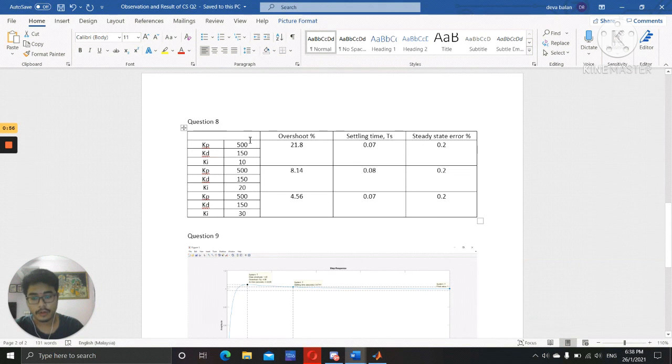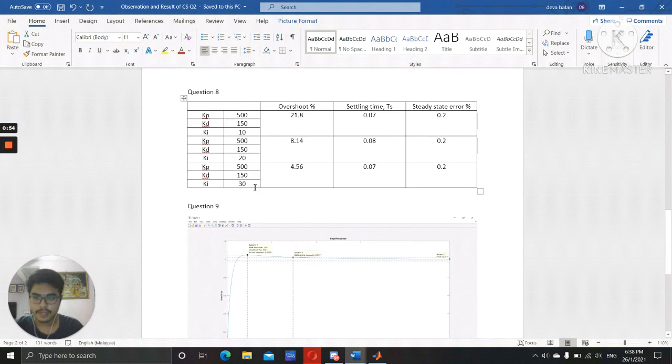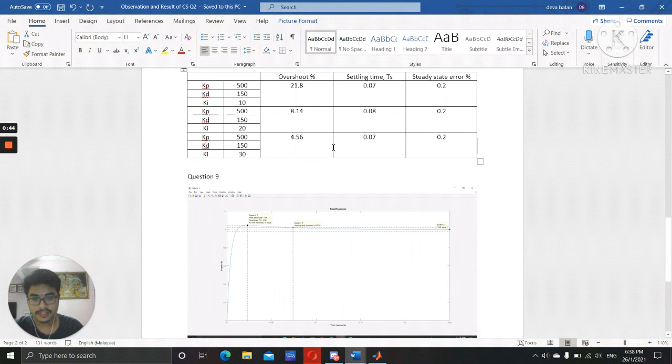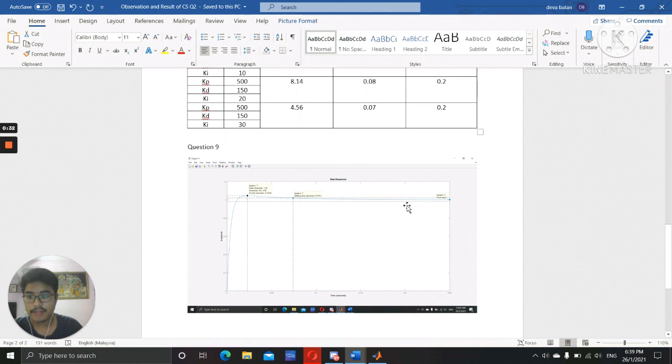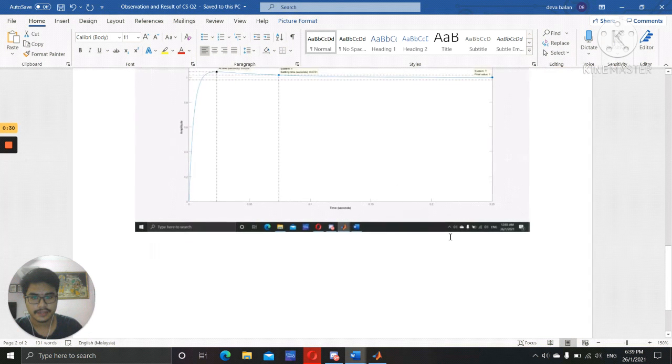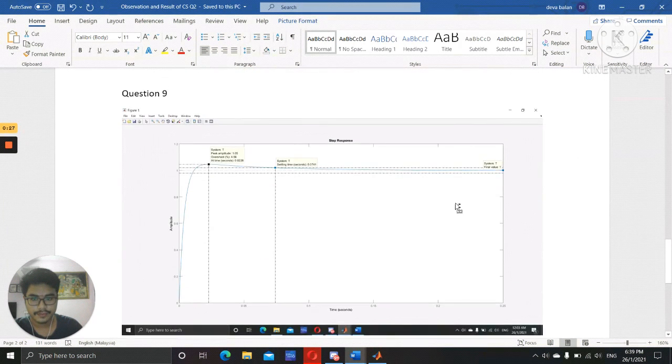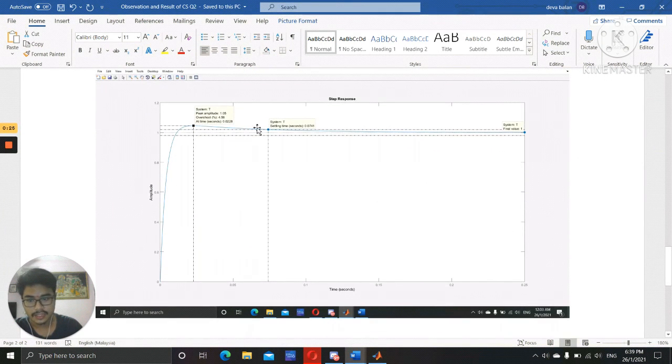Then when we go into PID, when we implement the I controller, we can see that with the value of Ki 30, the overshoot is 4.56, settling time is 0.07, and steady state error is 0.2. This gives us the best graph system. That means that this system will be stable after implementing the PID controller, and this is the final graph. As you can see here, it's an underdamped, stable system.